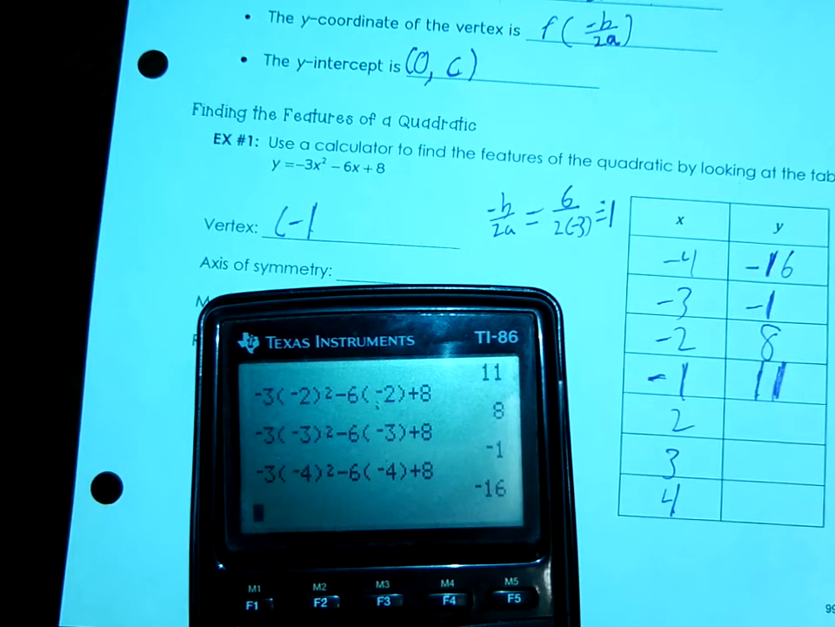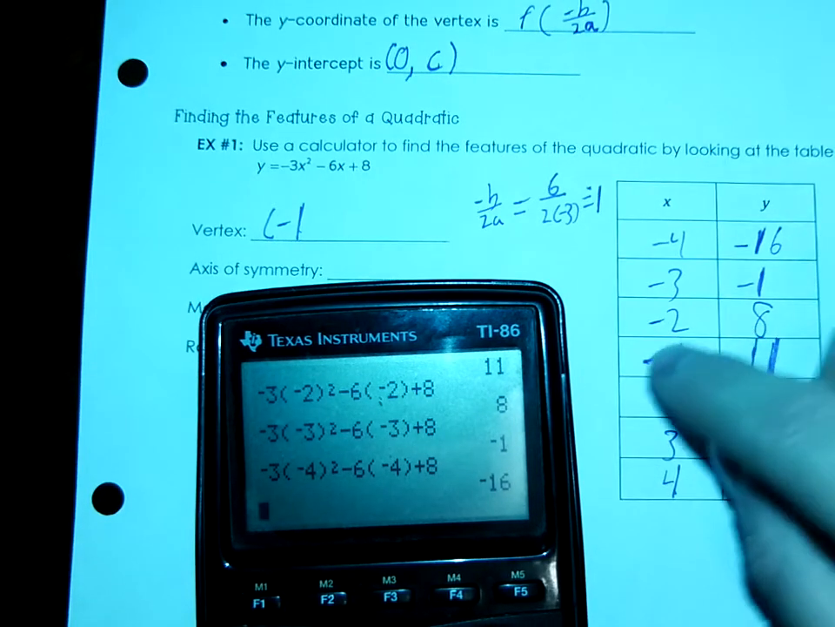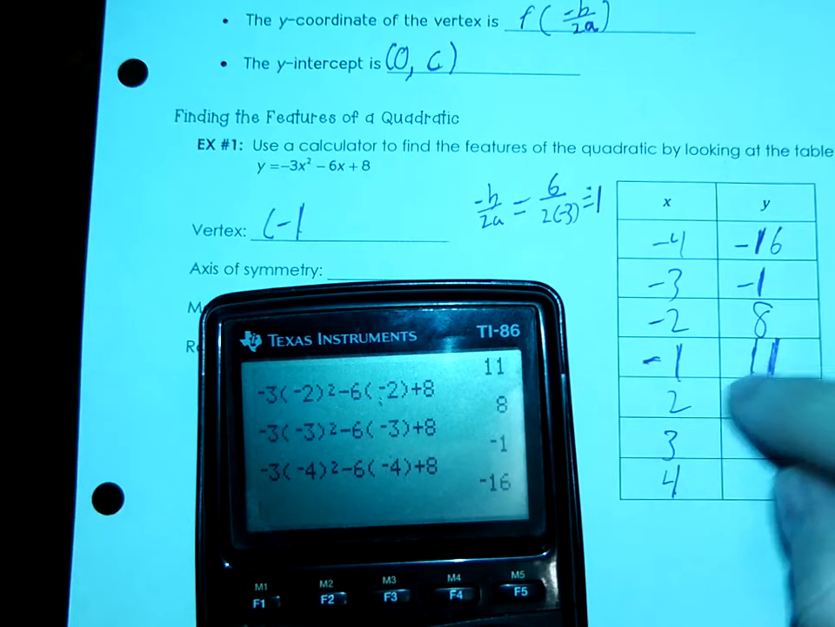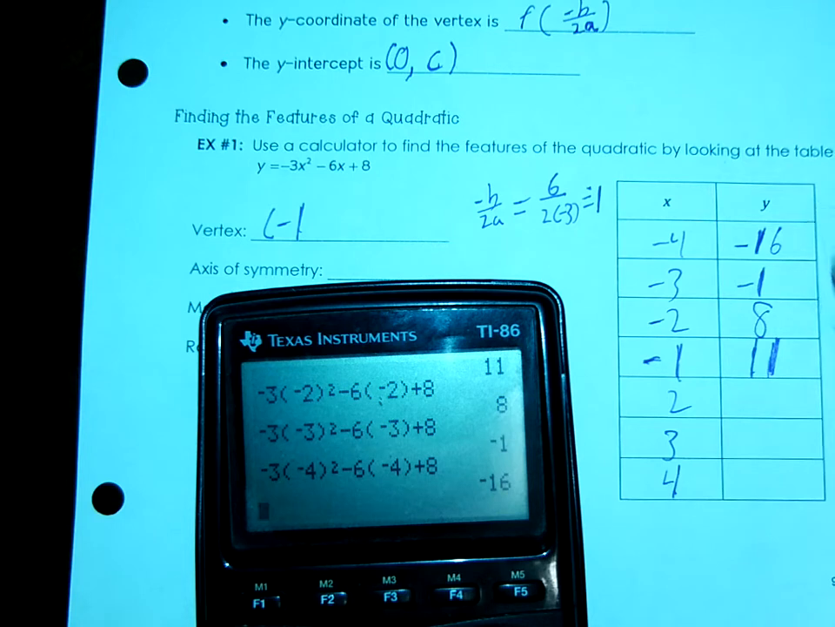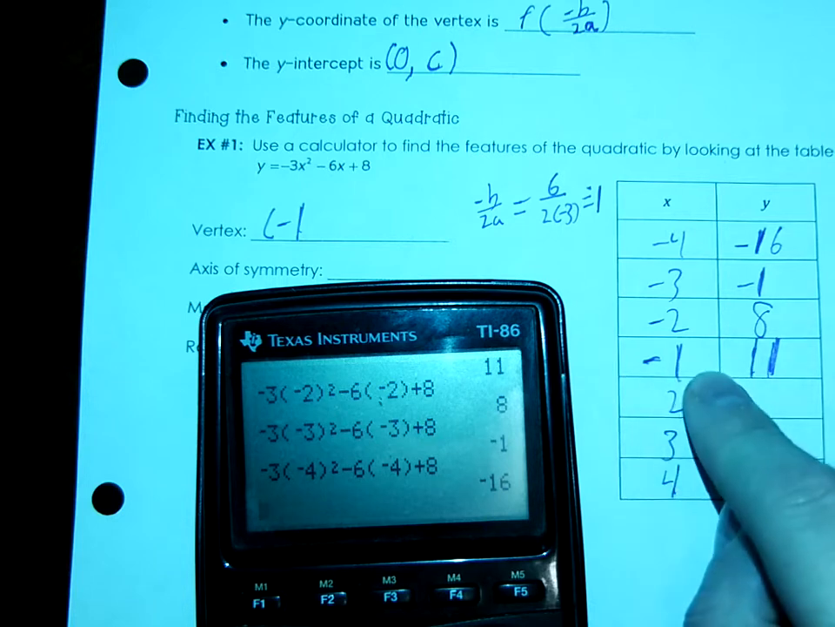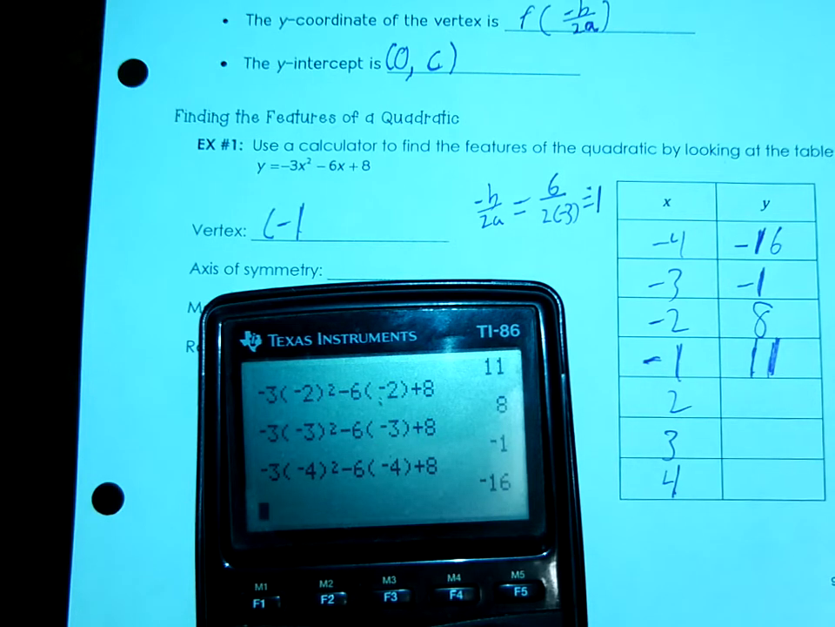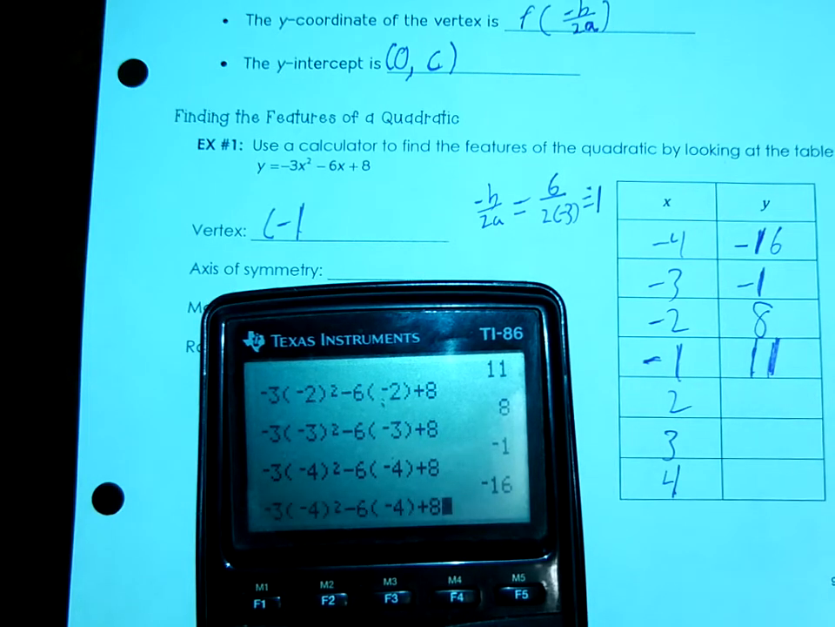So now I can check these 3 values, and the nice thing about these 3 is they'll match these 3. So this is a good way to check if you have the proper vertex, because the 3 to the left of the vertex should match the 3 to the right, because this should have symmetry with the vertex. So we'll go back in here. Now I'm going to change it to positive 2, then positive 3, then positive 4.